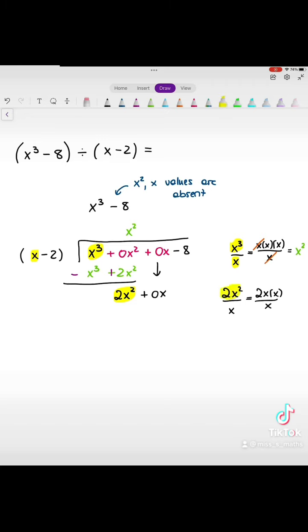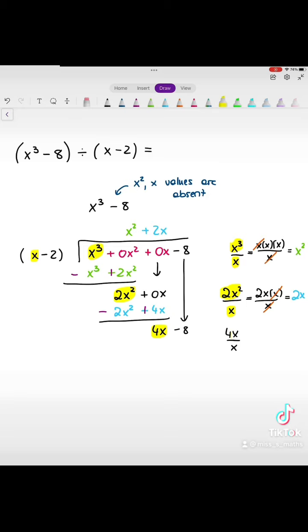But what we need to do is we divide 2x squared by x, and we're left with 2x. Positive 2x, so we write plus 2x on top, and again we multiply 2x by x, which is 2x squared, and 2x times minus 2 is minus 4x. We subtract that by changing all our signs, and we get 4x minus 8.